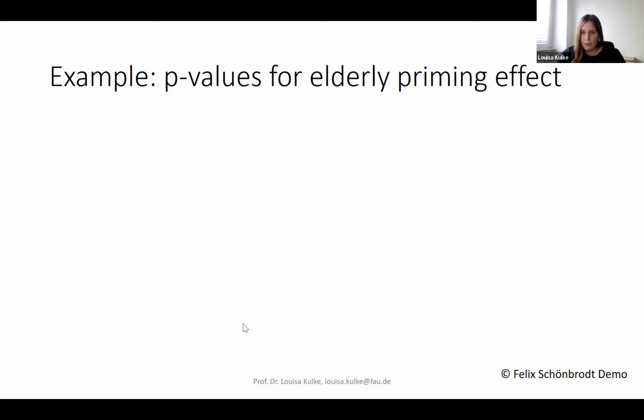Now we can look at some studies that have been replicated at different times, and look at the p-values of these studies. One example is the elderly priming effect, which means that if you listen to words related to elderly people, like reading glasses or a home for the elderly, then you'll also act more slowly. That's thought to be the elderly priming effect, and there are lots of studies that looked into it.